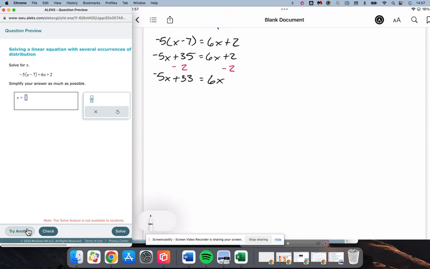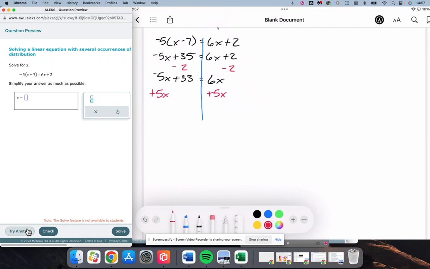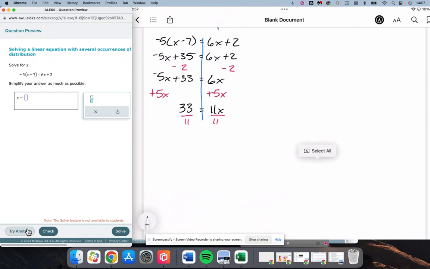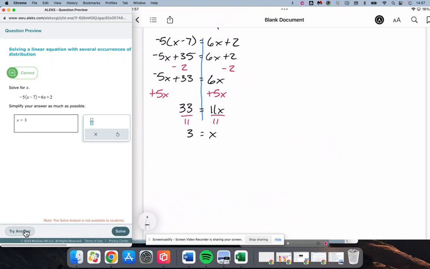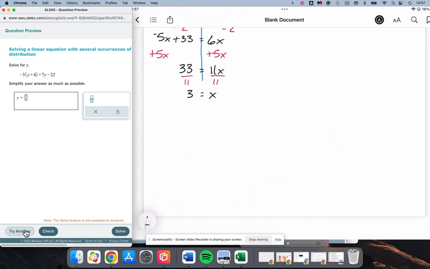And so I've got to get the variables to one side and the numbers to the other side now. And so I see that I have a -5x on the left. I want to move it to the right, so I will add 5x. And I get 33 equals 11x. I see that I'm multiplying x by 11. I need to divide both sides by 11. And I get 3 is equal to x. Okay. On to the next.